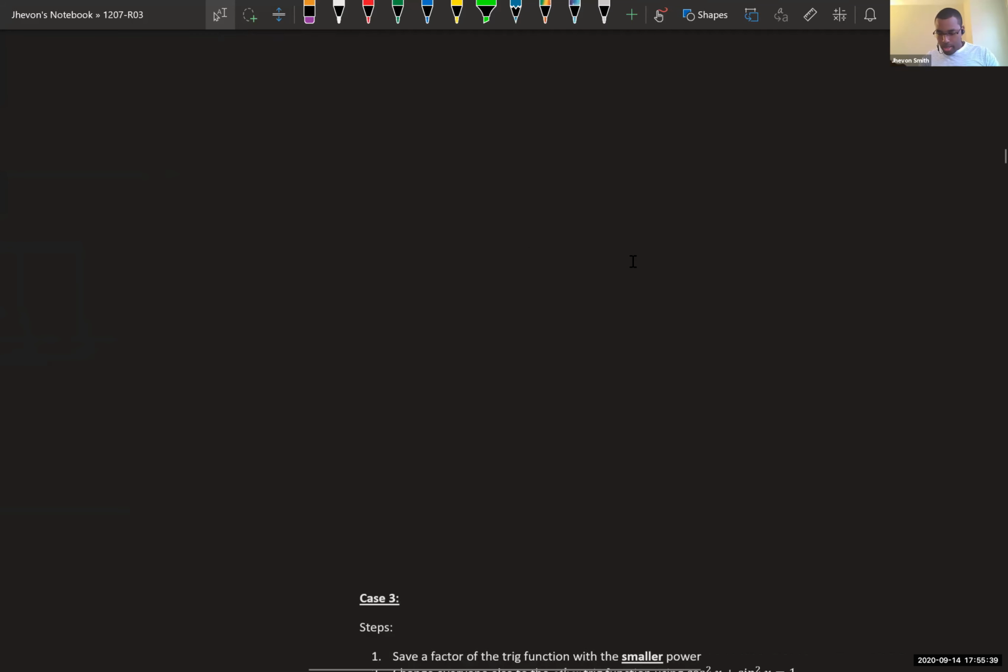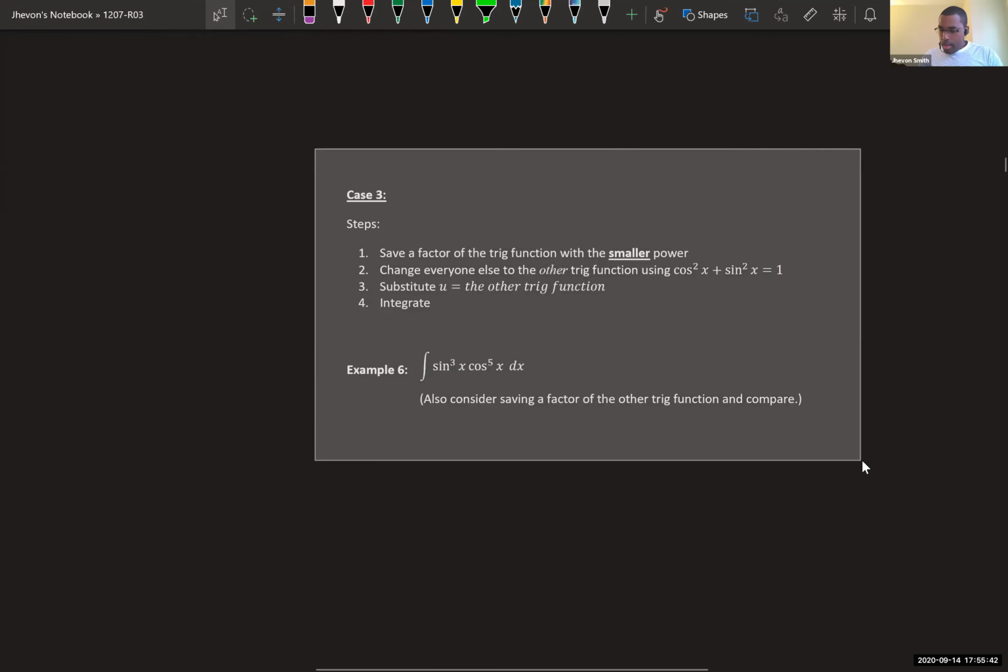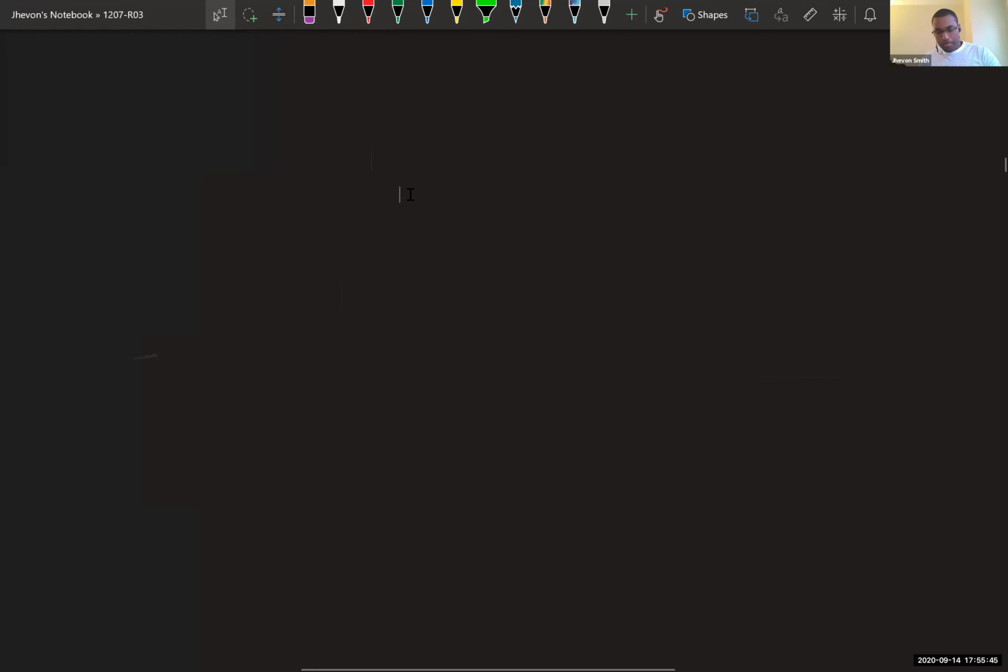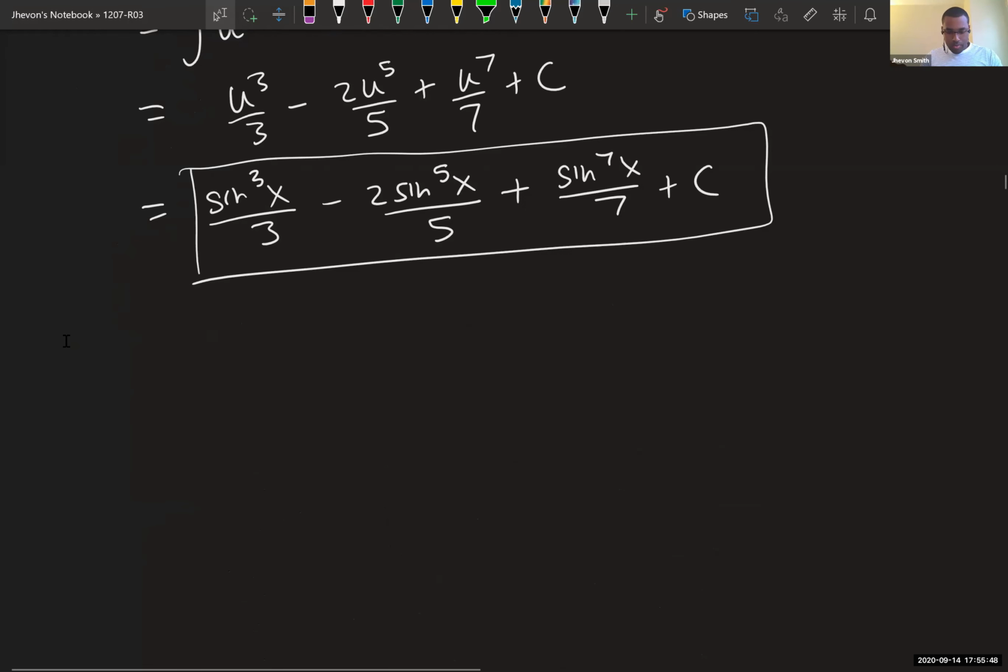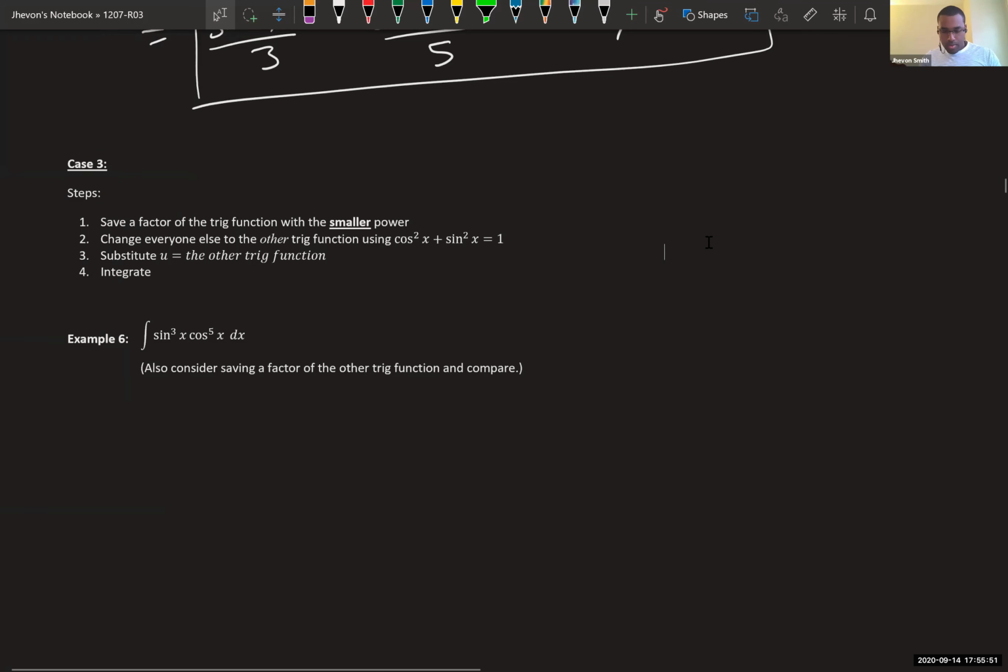Let's see, case 3. So case 3 is if both of them are odd. Let's look at that. So what if you're in the situation where they're both odd, right? So like you have sine raised to an odd power, and then you have cosine raised to an odd power. So the idea that we've been working with is you always save a factor of the odd powered guy, then you can use the Pythagorean identity to change the other guy into the guy that you factored off, and then you can continue. What if they're both odd?